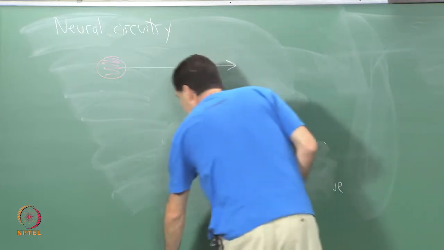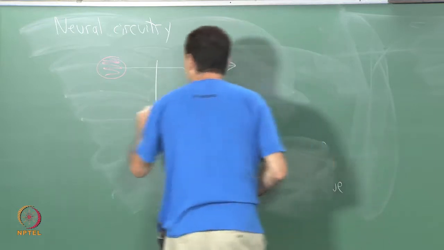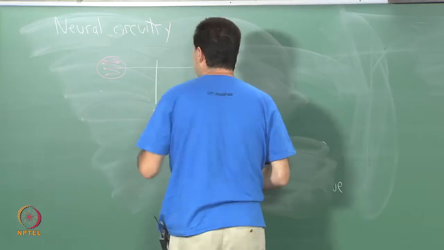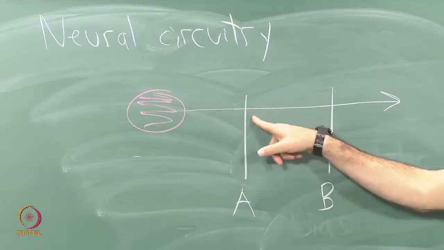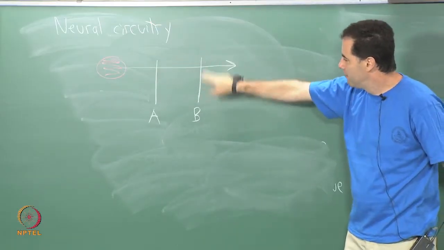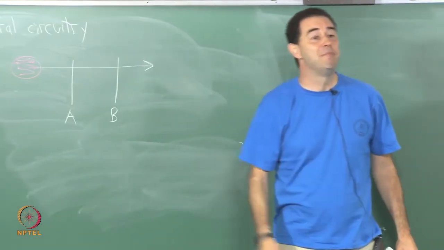And imagine that there are neural detectors, let's say. So somewhere back here there's a detector A and a detector B. Imagine this neuron fires whenever the object moves across this location, and as the object moves across the location here, this one fires. So which one's going to fire first? Well, first A fires, then B fires.